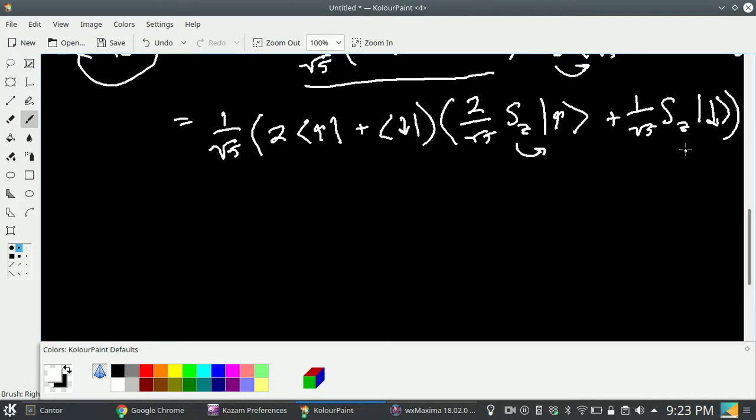I'm just going to copy things down, but to perform this operation: because the spin up ket and the spin down ket are eigenkets of the SZ operator, the answer to this operation is just going to be the eigenvalue times the same ket. It's that simple, right? So I'm going to copy this down real fast.